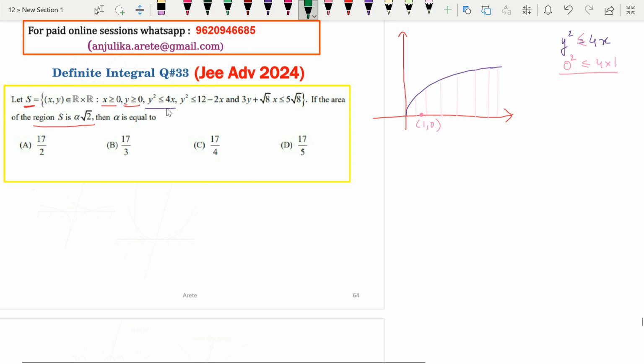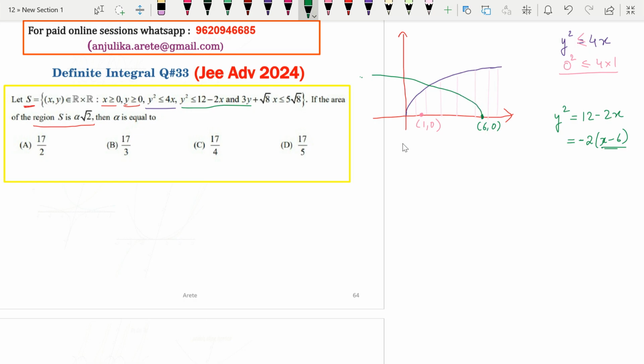Now let's see more of it. The other thing says that you have another parabola, y square equal to 12 minus 2x. So we have to again try drawing it. If we want to be very sure, we have to make it look like a standard parabola. So let me take minus 2 common, you are left with x minus 6. So this is a standard parabola, y square is equal to minus 2x, which means it opens to the left. And x minus 6 means you shift to the right by 6. So this point is 6 comma 0, and you draw a parabola opening towards the left. I just draw again the upper branch, not the lower one.